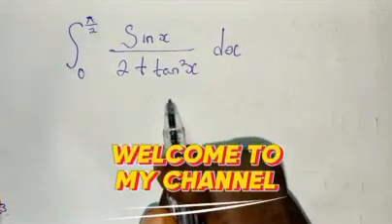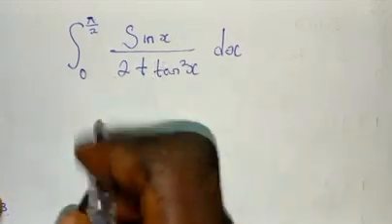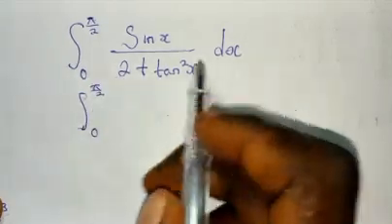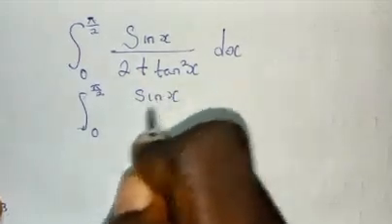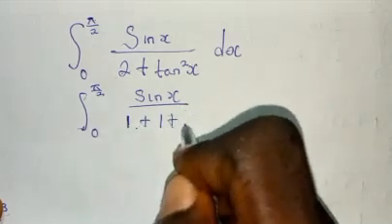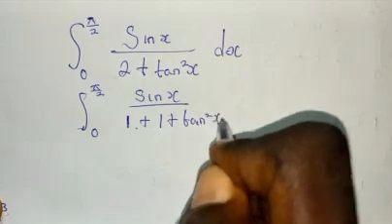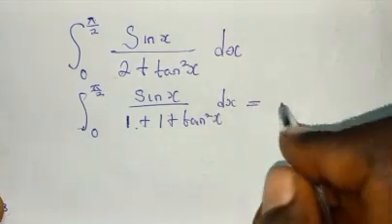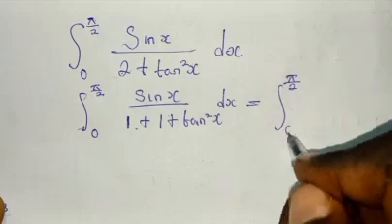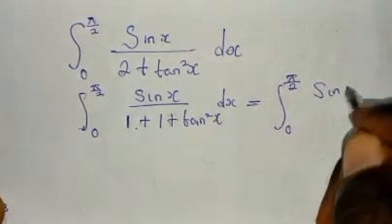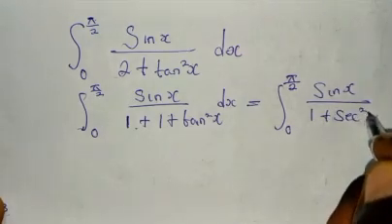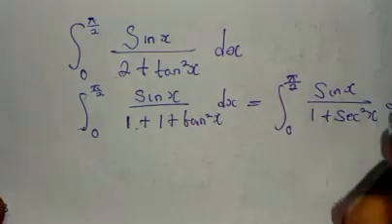So let's solve this next integral question. Now, we have the integral with upper limit of pi over 2 and lower limit of 0, of sine x. Now, we can write this as 1 plus tan square x dx. Now, I want you to recall that from the trigonometry identities, we know that 1 plus tan square x is equal to sec square x. So we have sec square x dx.